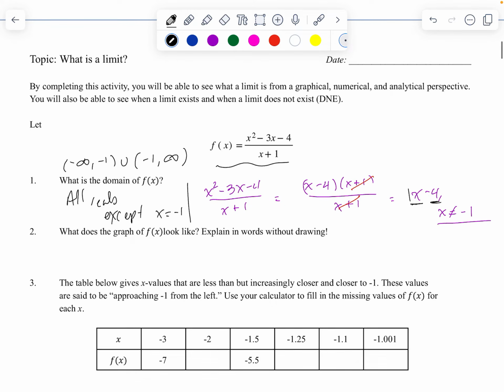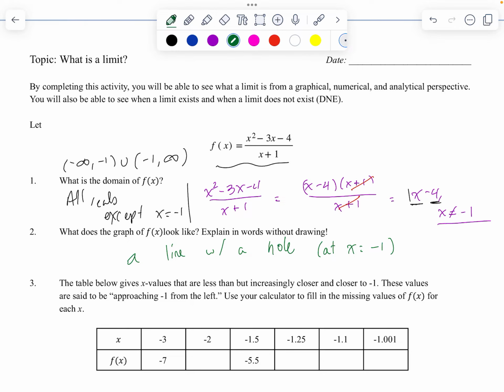For number 2, what does the graph look like? Oh, hey, look at that. We're talking about the graph of f, which is going to look like a line with a hole. And the hole is going to be at x equals negative 1.